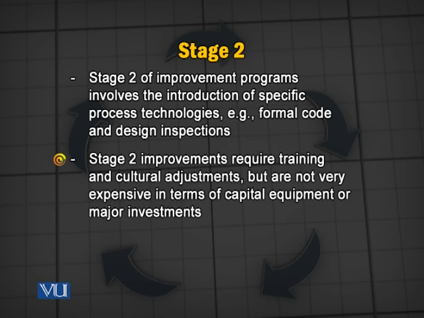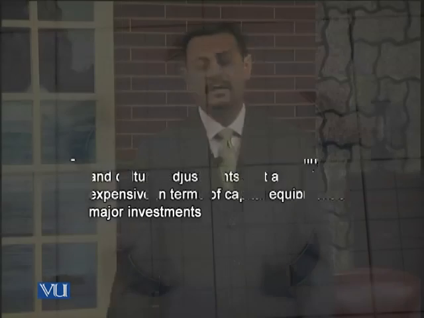मसलन code inspections हैं, design inspections हैं, इनके लिए आपको, it's a human activity, इसके लिए आपको training तो provide करनी पड़ेगी, लेकिन you don't necessarily have to buy tools. You don't have to say कि जी I need expensive hardware, expensive software to start formal design or code inspections.